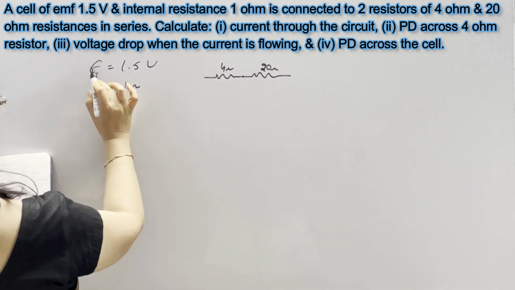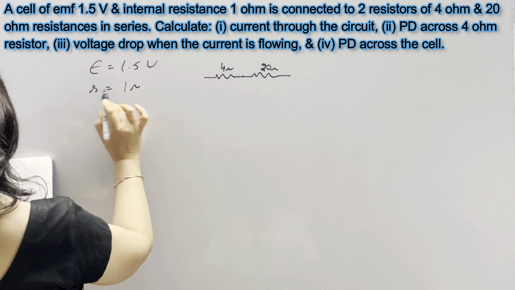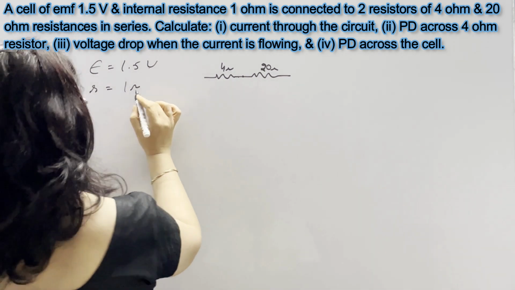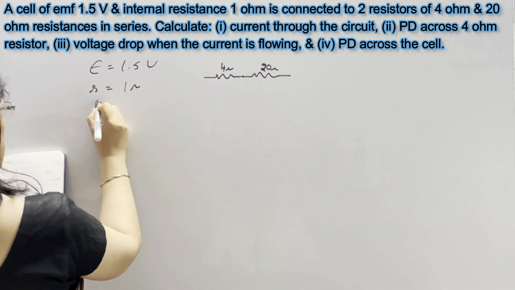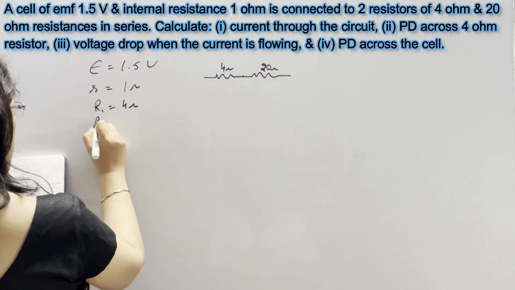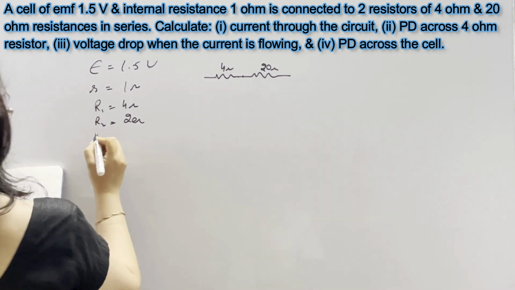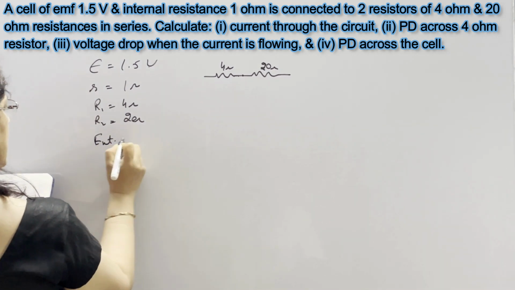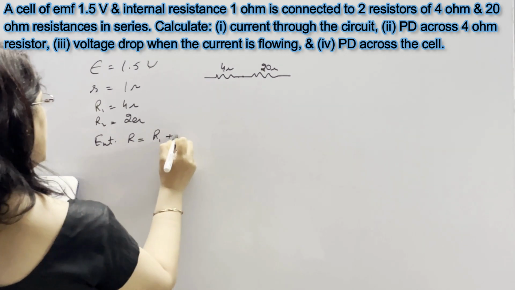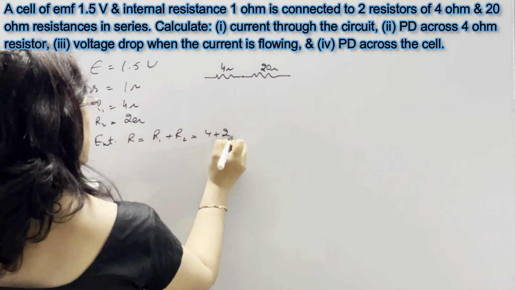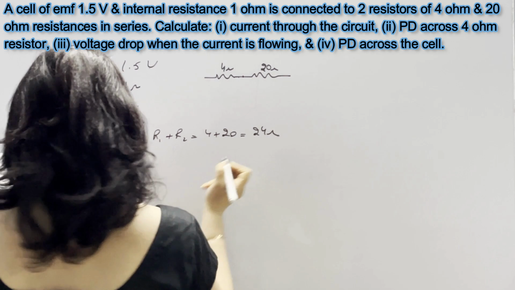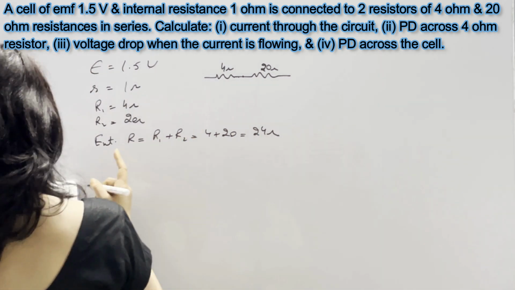First of all, the given data: EMF is 1.5 volt, then internal resistance r, it means 1 ohm, and R1, we are taking R1 as 4 ohm and R2 as 20 ohm. So first of all, external resistance. It means external resistance in the circuit is R1 plus R2, 4 plus 20. It means 24 ohm is the external circuit resistance.